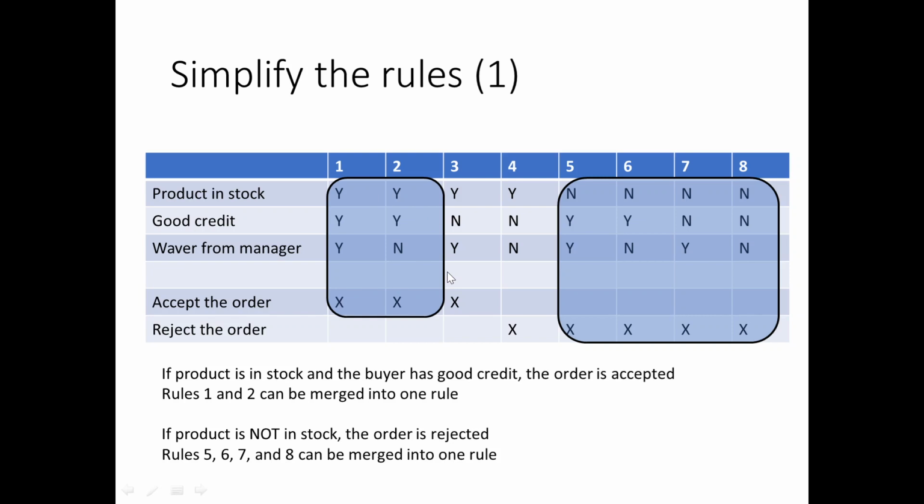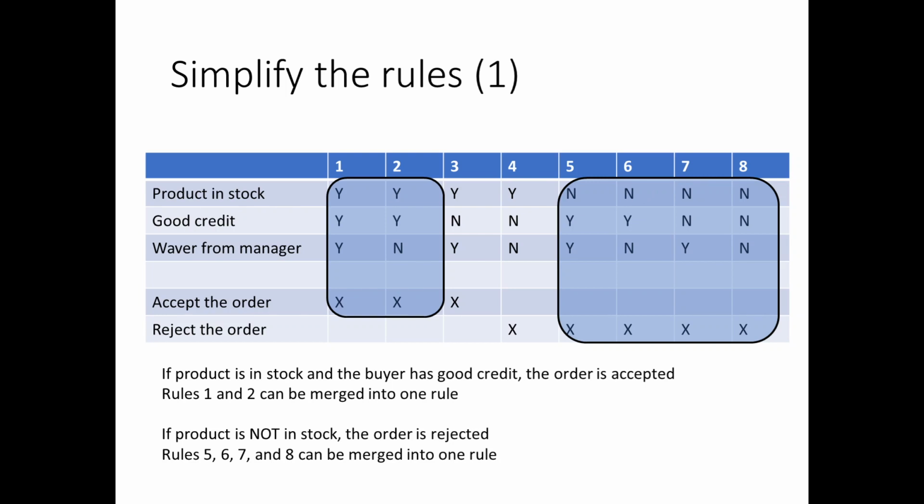So we could merge the 2 rules into one. We just need to say, as long as the product is in stock and the customer has good credit, then we accept the order. And also, if we look at the last 4 rules, again, they share the same action. The order is rejected. And they also share one thing in common. That is, if we look at the first condition, the product is not in stock. So here, it's very clear.